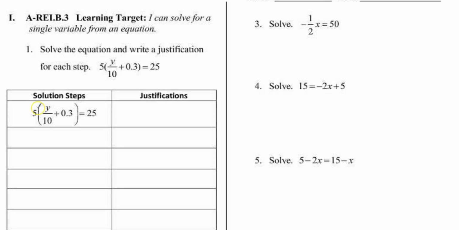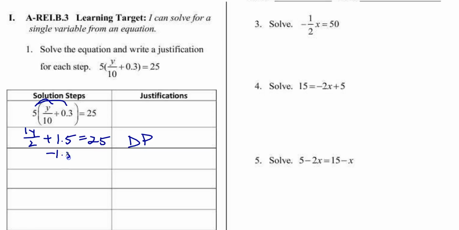So, most of us are probably going to distribute that 5. So, when we distribute the 5 to y over 10, we get 5y over 10, which is 1y over 2, plus 5 times 0.3 is 1.5, and that's equal to 25. The justification is the distributive property.